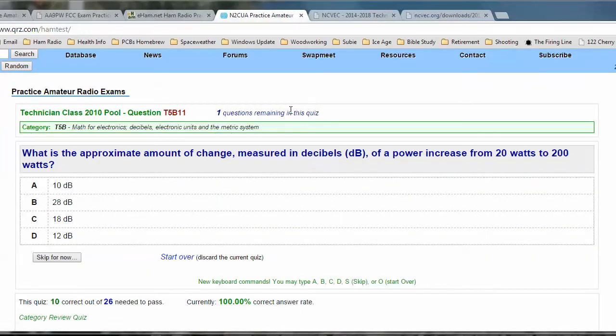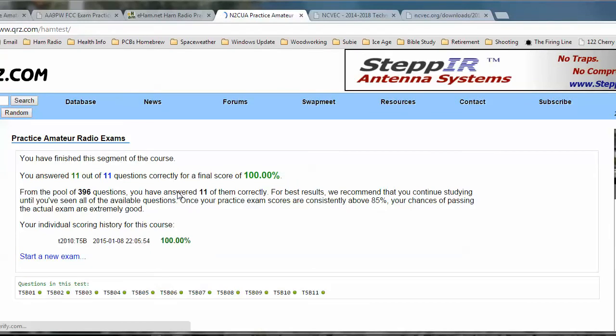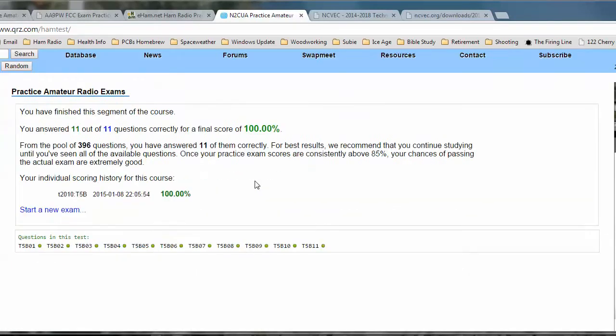Last question in this quiz. What is the approximate amount of change measured in decibels of a power increase from 20 watts to 200 watts? Now in this case, look what's happening here. You're basically adding a 0. So like I said before, if it's 10 dB, you're adding a 0 because it's based on that 1 and the 10. And there you go. And you're done. I like it when we get 100. It's my favorite score.